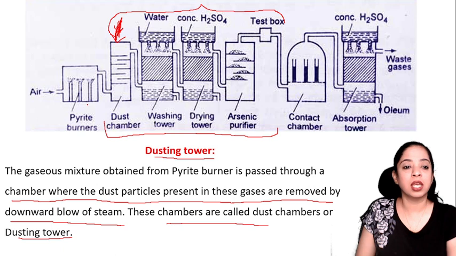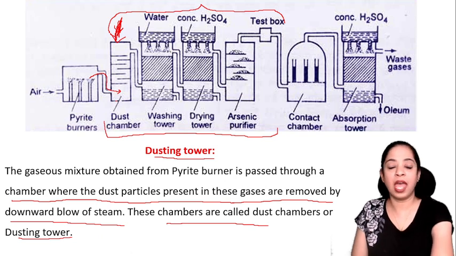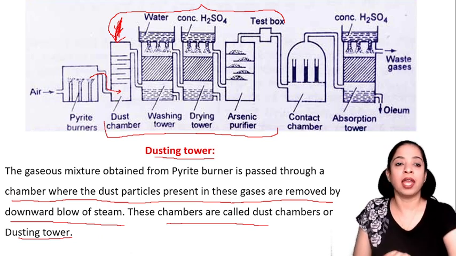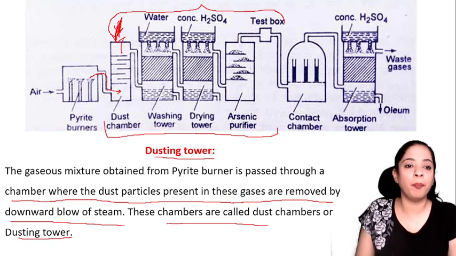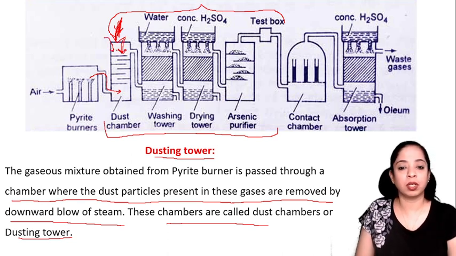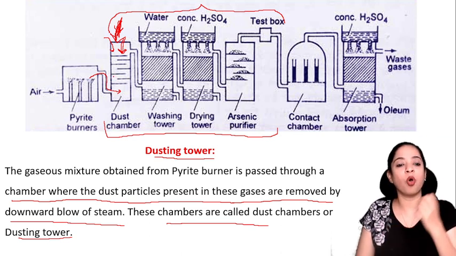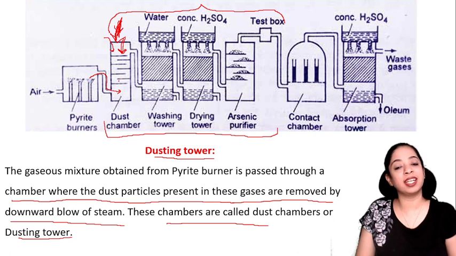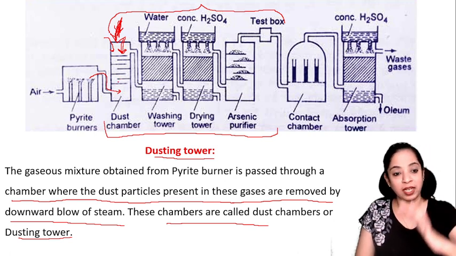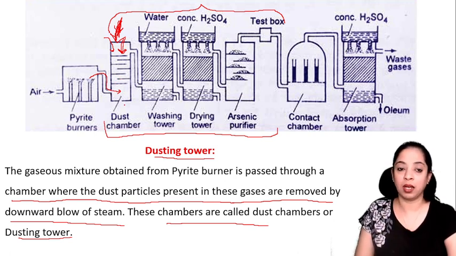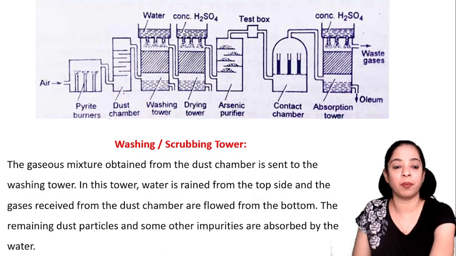So from the pyrite burner, the mixture has gone here. What was the mixture? SO2 and Fe2O3, right? And from the top, a blow of steam comes. The steam blows in so that all the dust particles present in those gases are removed by the downward blow of steam. So this is known as a dusting tower.